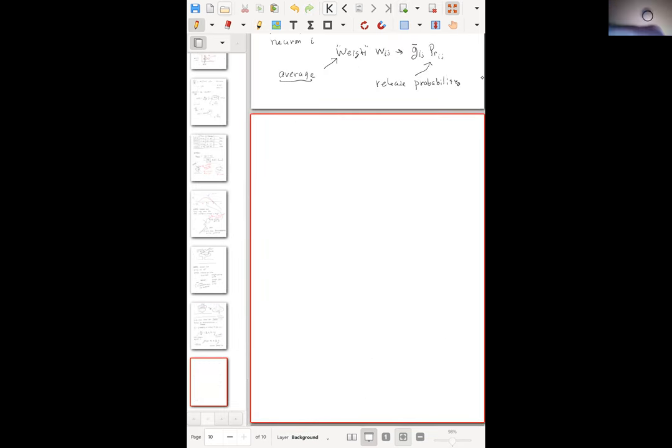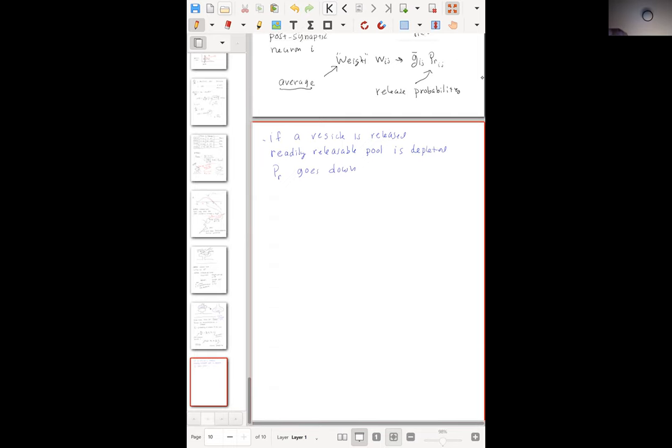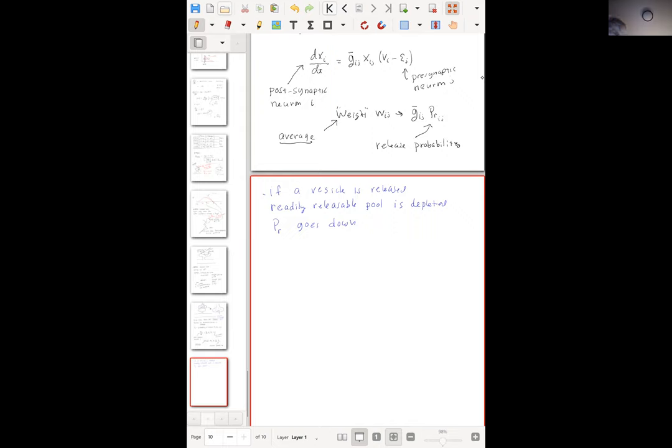draw a picture. If a vesicle is released, the readily releasable pool is depleted somewhat, and P release goes down. Okay, so P release is just probability. So it's bad enough we have release probability; it's actually modulated by what's happened previously. As far as we can tell, given a presynaptic spike, release is random, but if it does happen, P release goes down.